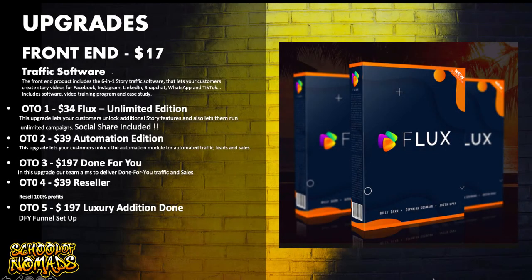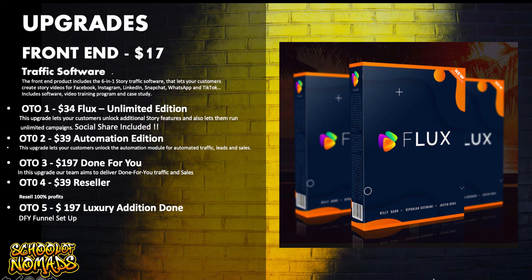Here are the upgrades. The front end is going to be $17. That's just the product, like I showed you, with the basic graphic abilities. You can make stories for those various platforms. OTO one is $34. It's the unlimited edition. That's the one that actually includes the social sharing piece. And there's a couple more things, like you can add blogging, and you can put graphics in blogs.